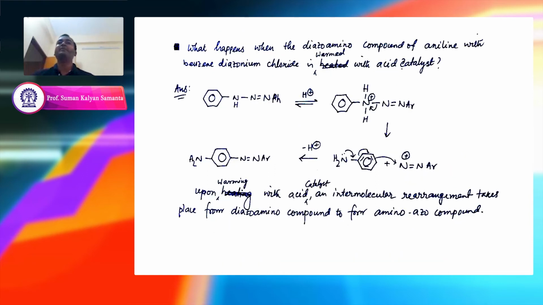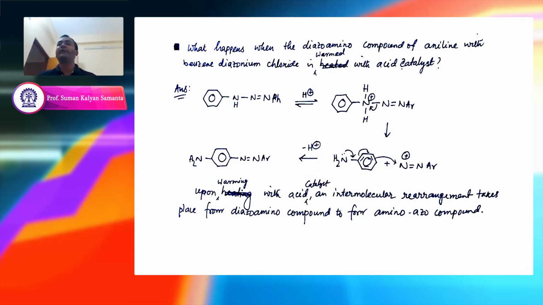The question is, what happens when the diazoamino compound of aniline with benzene diazonium chloride is warmed with an acid catalyst? So this is our diazoamino compound, and then we have an acid catalyst. It's not strong acid, it's just a catalyst. Okay, acid catalyst. And then what happens is, in this case both the amines are the same, so it will be the same wherever you do the protonation.